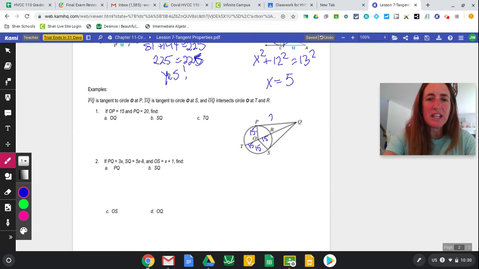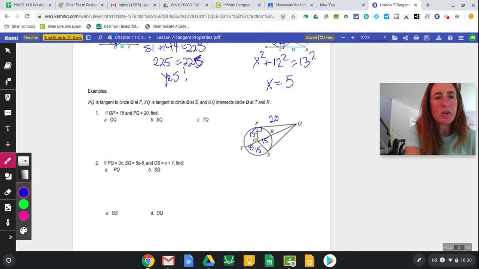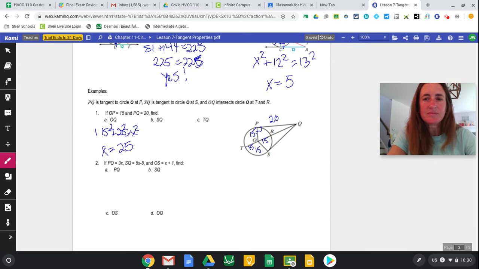P to Q is 20. So I know that's 20. And now it says find O to Q. Now remember, if these are tangent, these have to be right angles. So technically, O to Q is my hypotenuse. So I'm going to do 15 squared plus 20 squared has to equal x squared. If I do my Pythagorean theorem, in this case, x should come out to be 25. Okay, so now I know O to Q is 25.